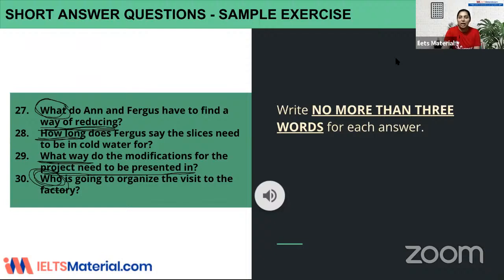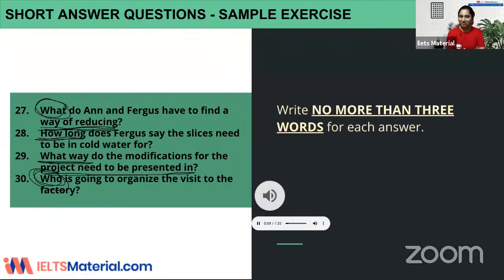Okay, fine. So we don't have any other question. Now I'm going to play the audio and you should be able to focus on the audio and get the correct answers. Now, listen and answer questions 27 to 30.